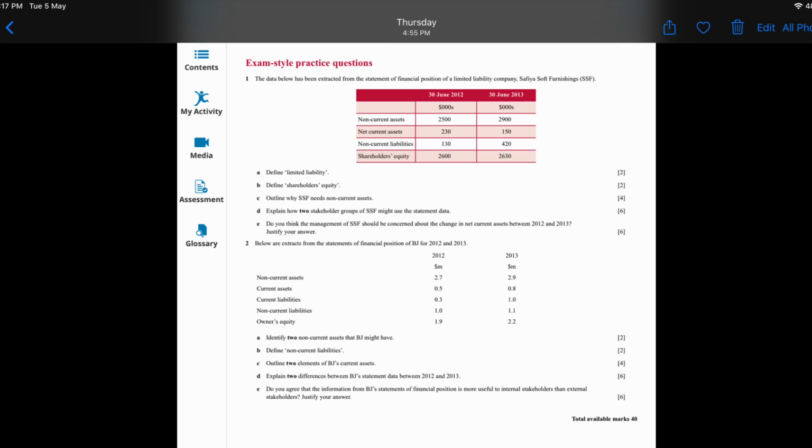Question B, define shareholders' equity: money invested in the business by the owners of a limited company.